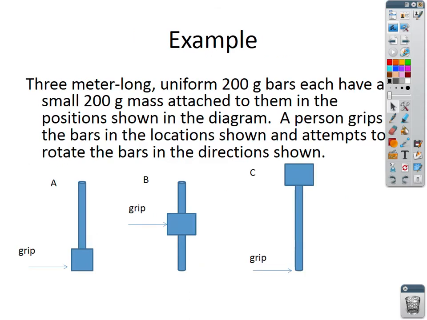So here's an example of basically just what's more difficult to rotate. So we have these three rods. I'm not going to read through the problem. Basically, you have a mass. The little square is the mass at the end of it, and then you're just showing where you are gripping the object. So you have to think, what am I trying to rotate? How difficult would it be to rotate that, et cetera.